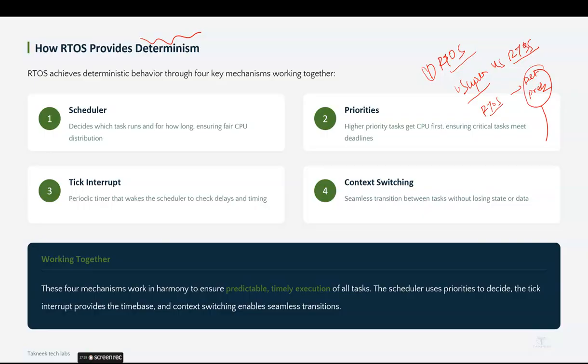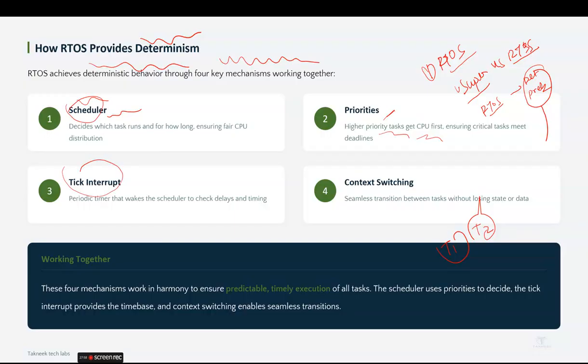So RTOS achieves deterministic behavior through four key mechanisms working together. One is the scheduler. The scheduler decides which task should run at what time. Okay, so this is the quality of the scheduler. Priorities. Which task gets the CPU first? The highest priority task will get the CPU first. Who will decide which task has the highest priority? The scheduler will decide.